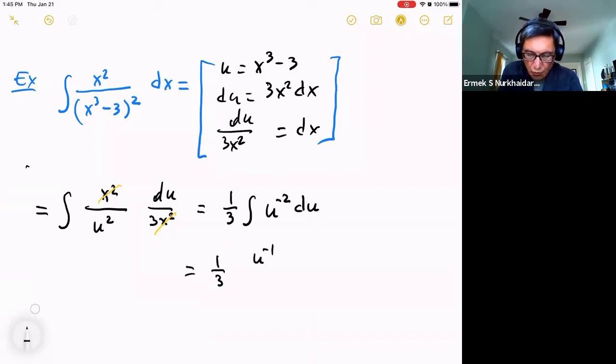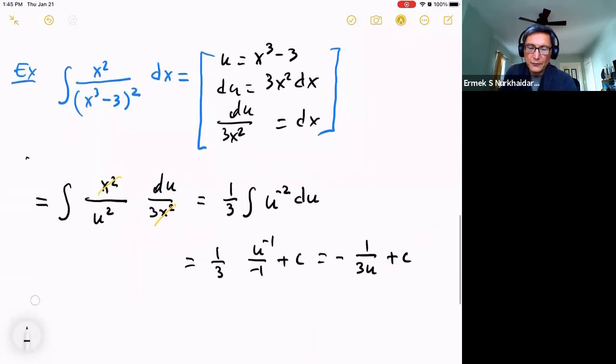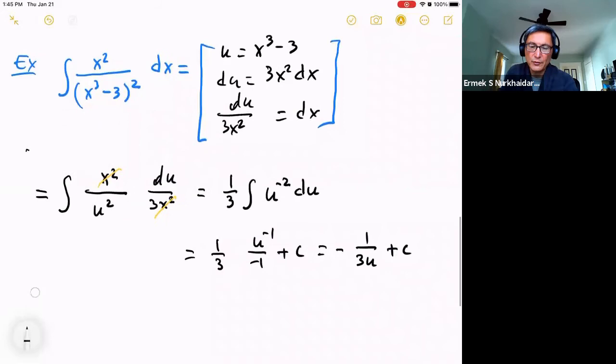So we're going to get u to the negative 1 over negative 1, plus c. So we're going to get negative 1 over 3u plus c. And don't forget to do back substitution. Recall what u is. So the final answer is going to be negative 1 over 3 times x cubed minus 3, plus c.